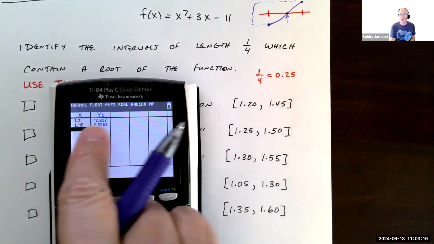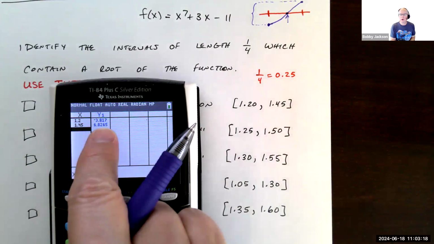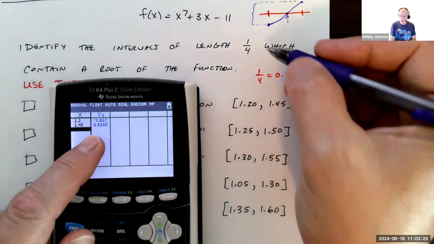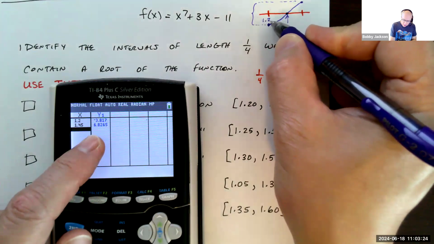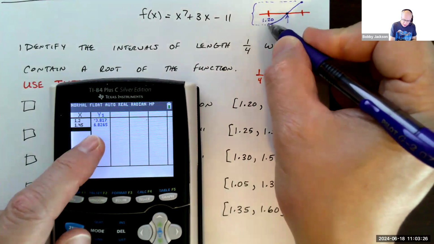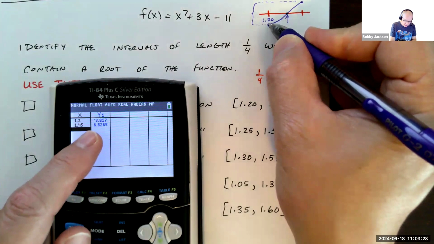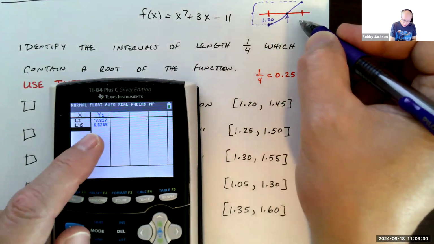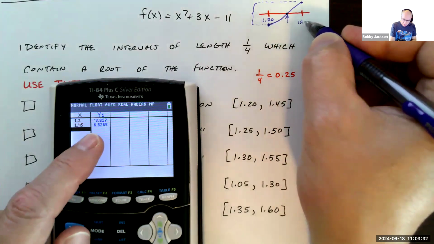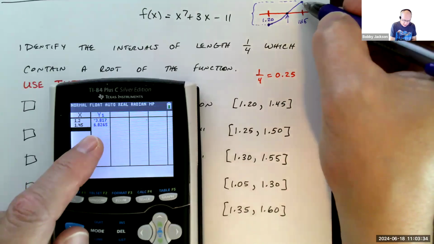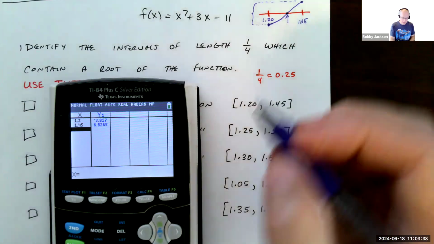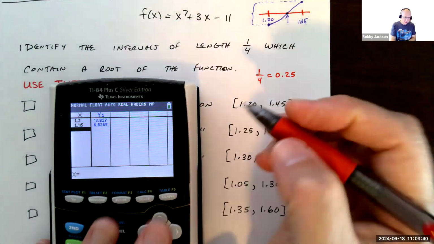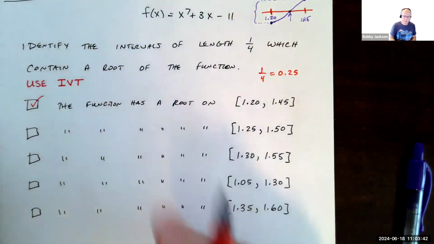Notice at 1.2, the output's negative. At 1.45, the output's positive. So if this is 1.20 here, the output's negative 3.817. And then at 1.45, the output is positive 6.8 something. So that means we do have a root on this interval. So I will go ahead and check this box here.